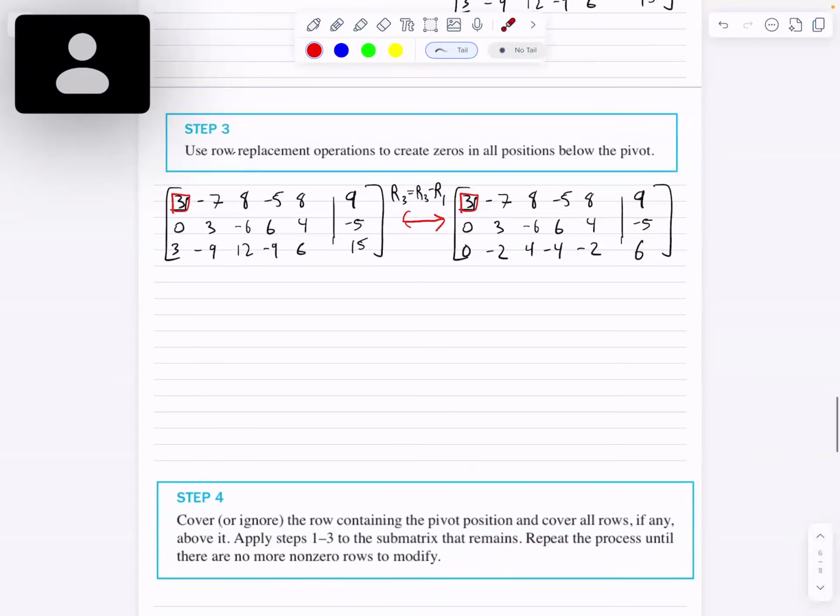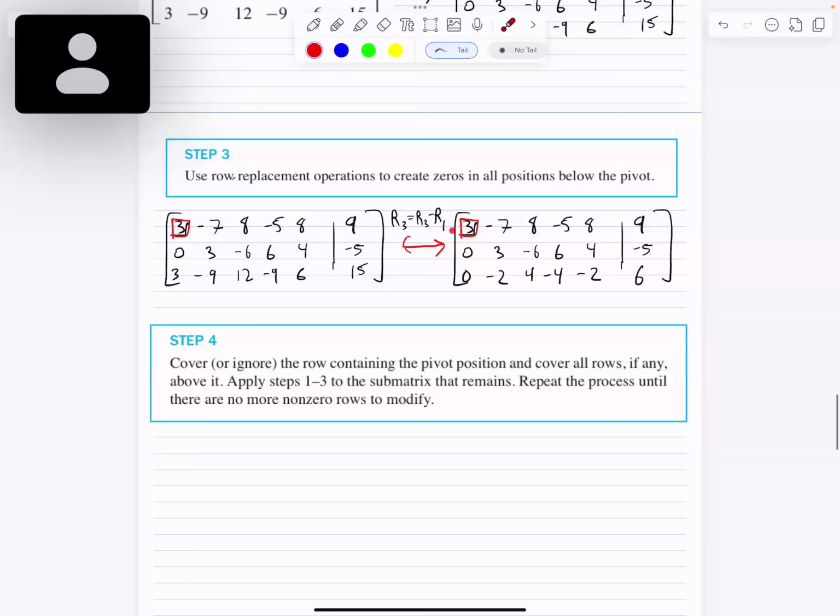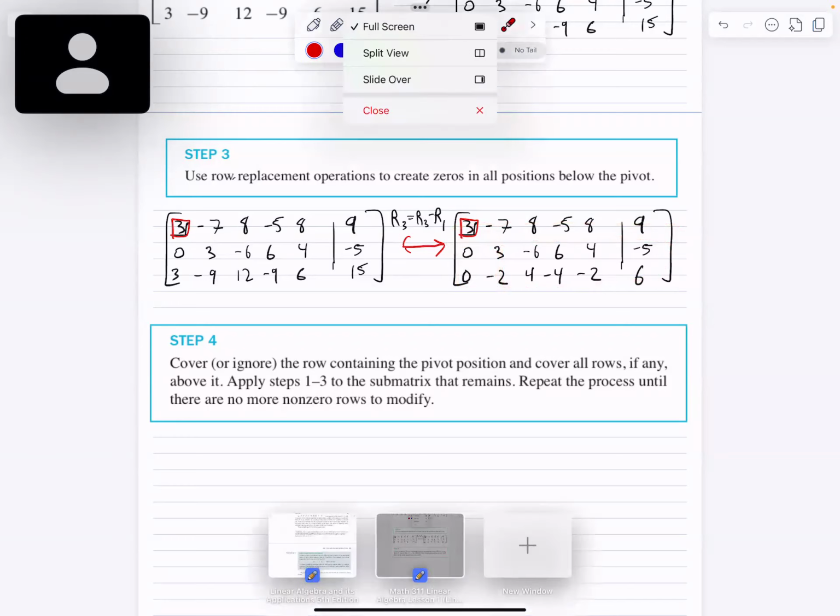And then now the next step is cover or ignore that row. So we're going to ignore that row now. And then looking at this new submatrix, find the next non-zero column. And that will be this one. So this is going to be our new pivot column.